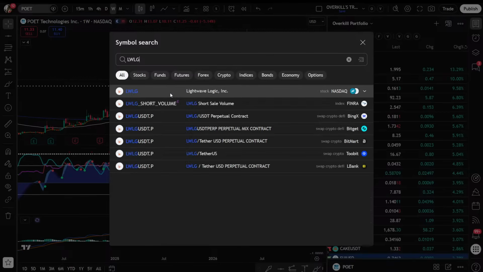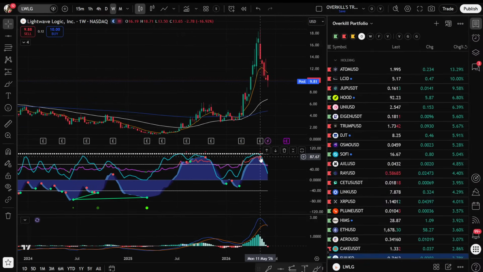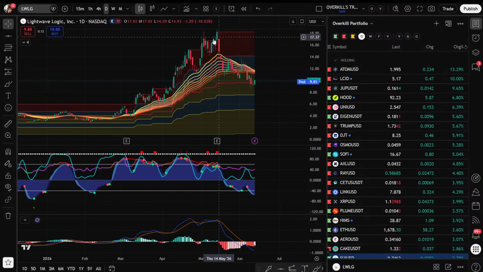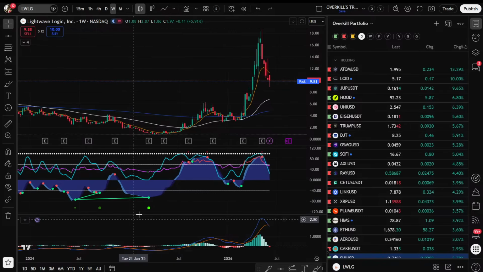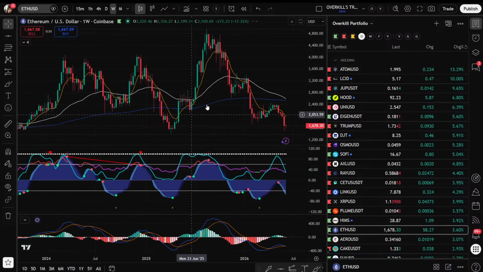LWLG. Also coming down. Again, where'd you get the red dot? Right here at 16 bucks. Okay, red dot in the red zone, we're selling. Okay, now we're waiting for the wave to come all the way back down here and give us a green dot. These signals don't come all that often, folks.